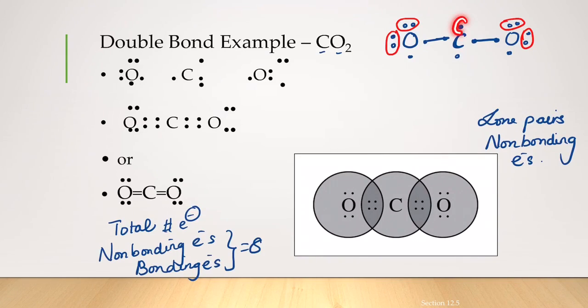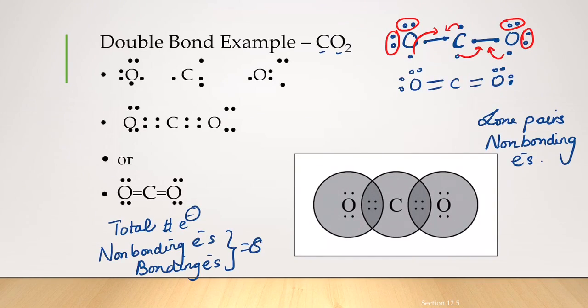Now these electrons right here are going to hop in, one on each side. So this electron is going to come up here, this electron is going to come up here, and similarly this oxygen's electron is going to come up here and this one up here. When that happens, you will form a double bond between carbon and oxygen. So now you have your Lewis dot structure for carbon dioxide.